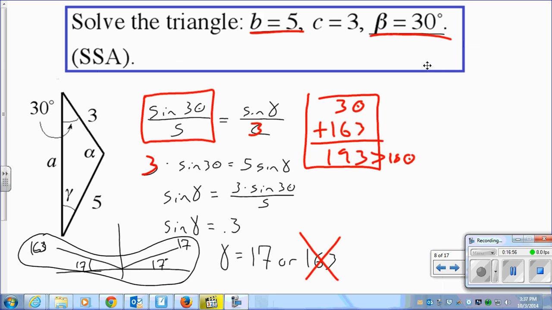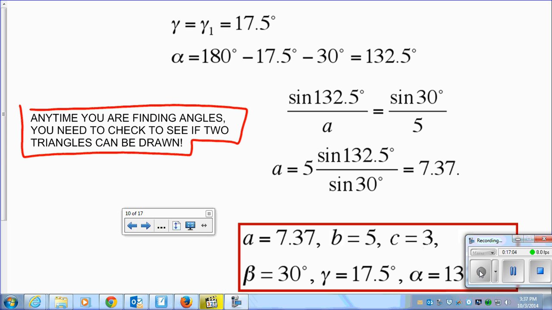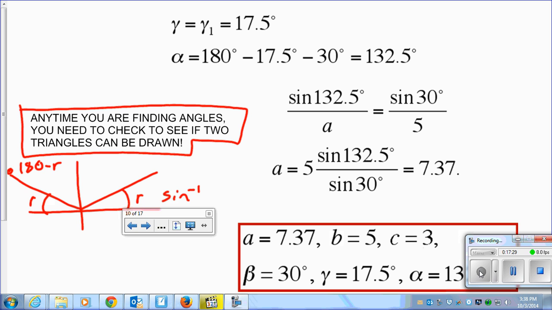So, in conclusion, it's really important anytime you are finding angles, you need to check to see if two triangles can be drawn, knowing that sine is positive in quadrant 1 and quadrant 2. So you'll always get your principal angle here as your reference angle from your calculator, which is just inverse sine. And this reference angle over here is the same here. So to get this angle here, you have to do 180 minus your reference angle. So always make sure when you're using the inverse sine button, you check for these two cases.